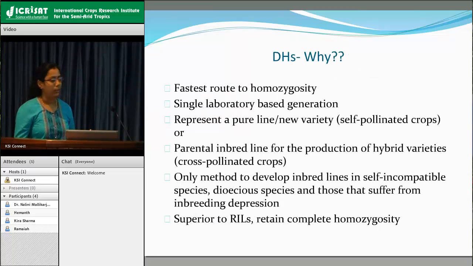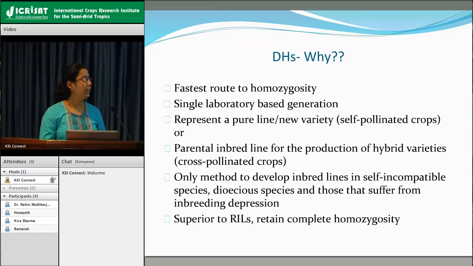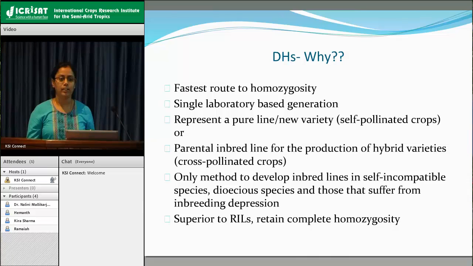So why double haploids? So I'm talking about double haploids, but why go for them? They're the fastest route to homozygosity. And you could achieve double haploids in a single laboratory-based generation, which would otherwise take some 6 to 7 generations in a field in a conventional breeding method. And for a self-pollinated crop like chickpea, it is a very good means to represent a pure line or a new variety. In case of cross-pollinated crops, it would be used as a parent line for further hybrid generations.